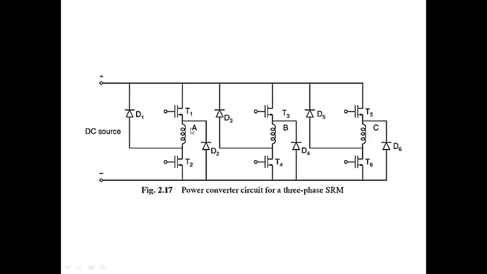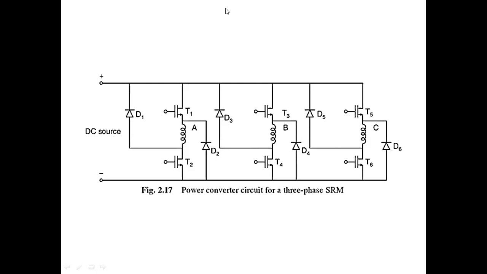Therefore, when phase A is getting excited, the rotor is aligned in some direction. The rotor is aligned towards the stator pole by using the force of attraction. Here, phase A excitation is over.